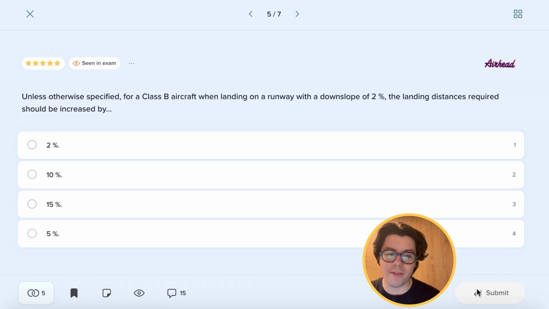And now for question number 5. Unless otherwise specified for Class B aircraft, when landing on a runway with a downslope of 2%, the landing distance required should be increased by, and the answer here is 10%. So this is relatively straightforward.